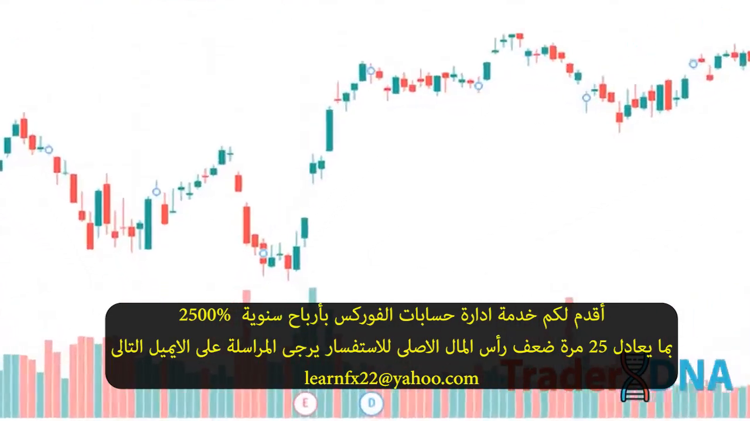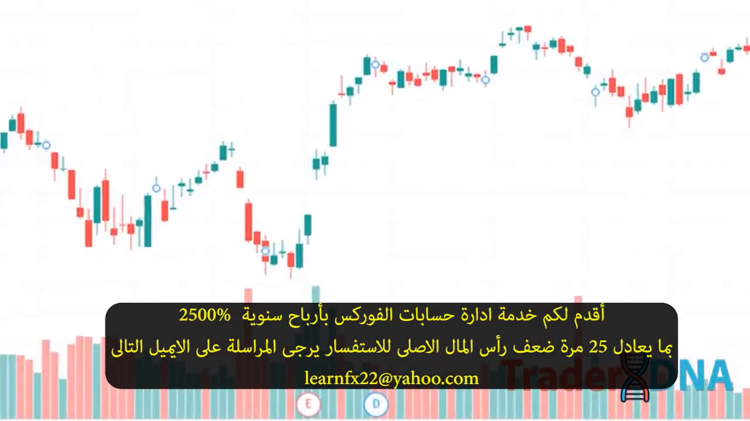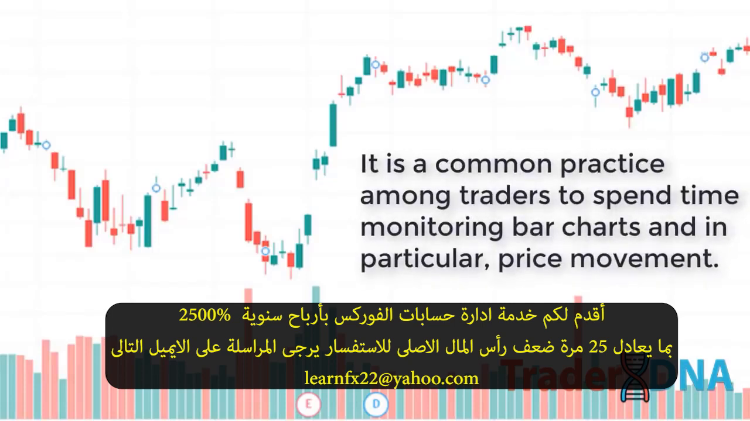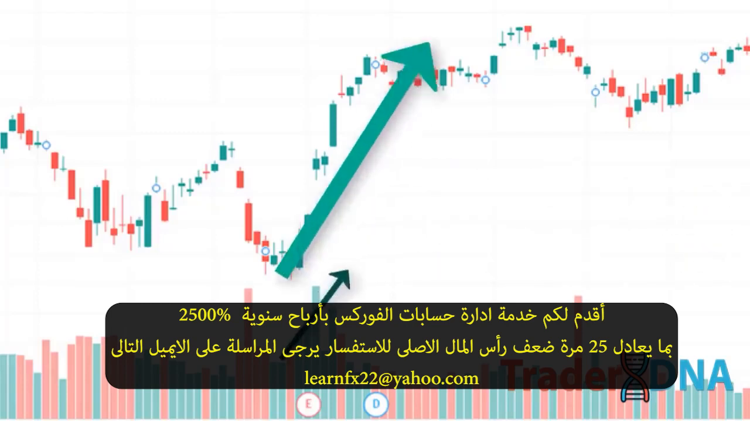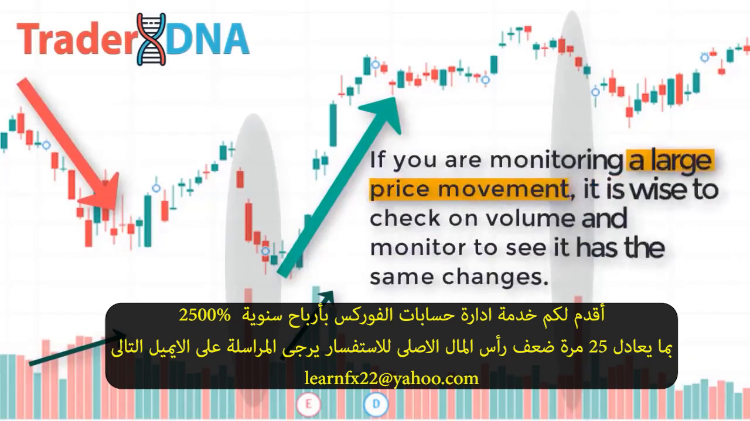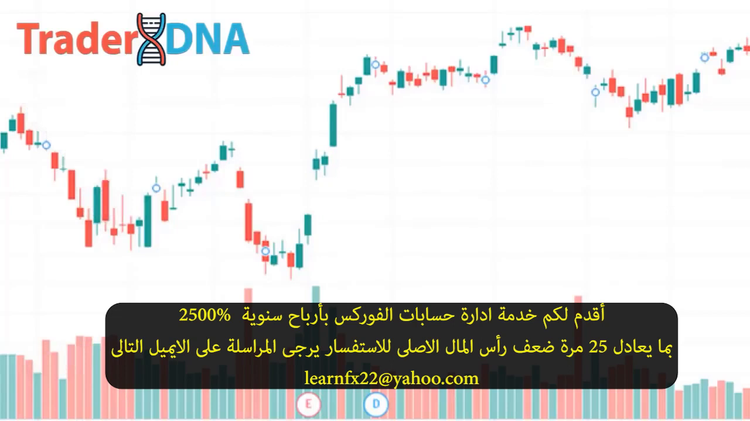In technical analysis, volume is an important indicator that aids traders in confirming trends and chart patterns. It is a common practice among traders to spend time monitoring bar charts and, in particular, price movement. When price moves up or down with relatively high volume, this situation is viewed as strong. This means that if you are monitoring a large price movement, it is wise to check volume and see whether it shows the same changes.